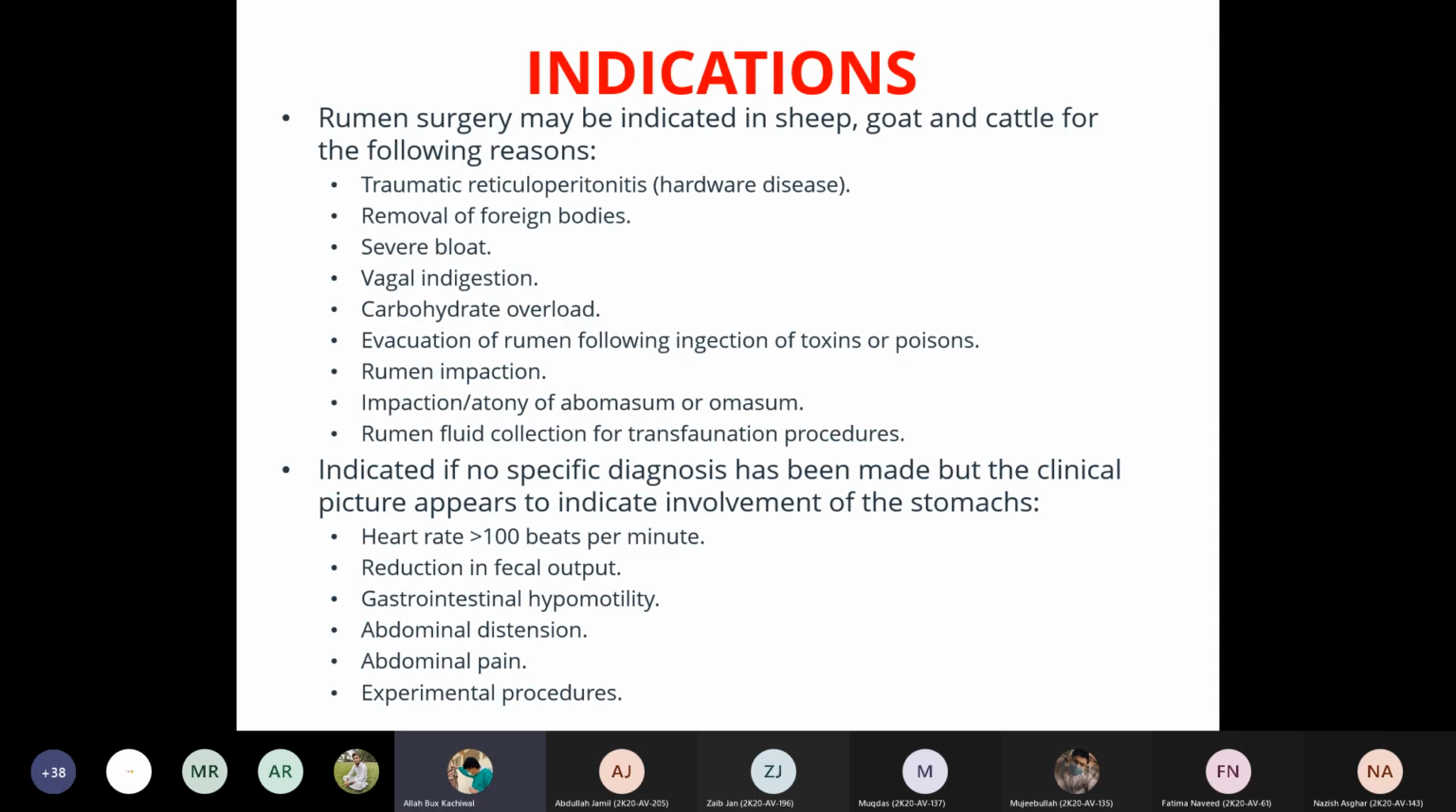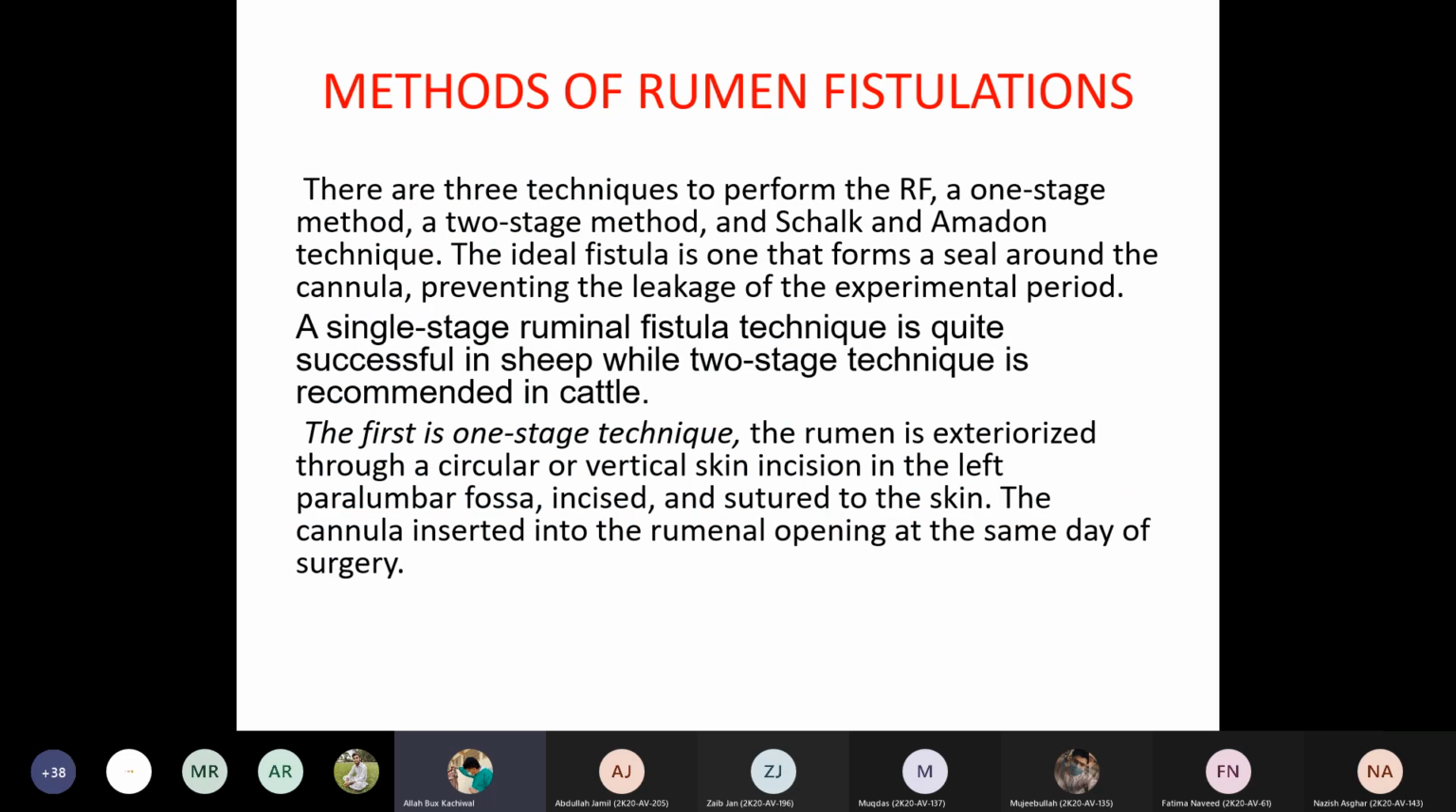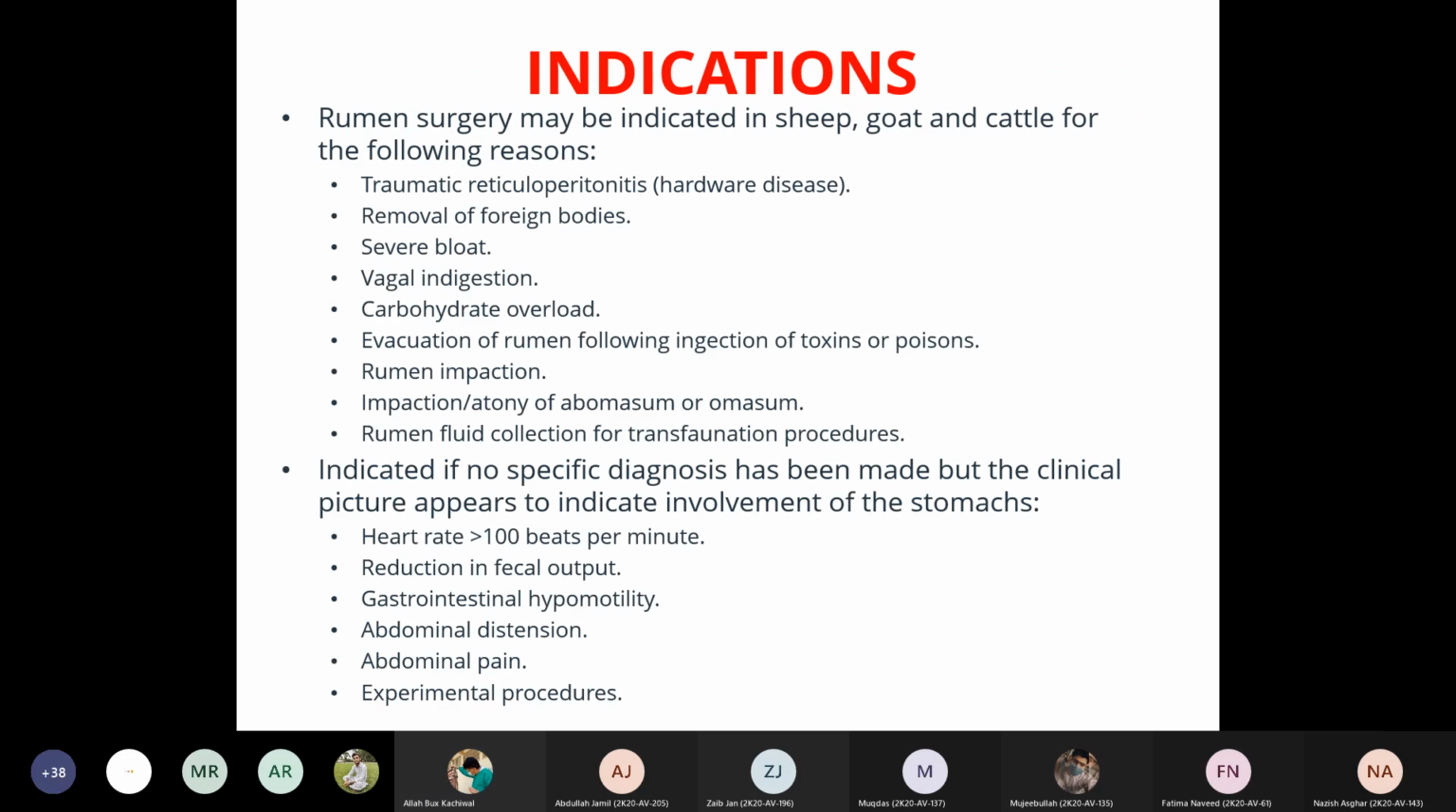So these are the indications for why we are doing the ruminotomy. Rumen surgery may be indicated in sheep, goat, and cattle for the following reasons. Traumatic reticuloperitonitis, hardware disease, especially when animals engulf nails or stainless steel material, needle-like structures. They need this surgical rumen surgery.